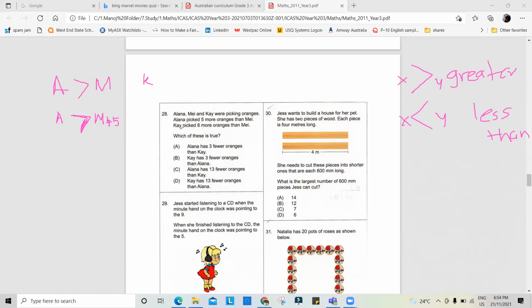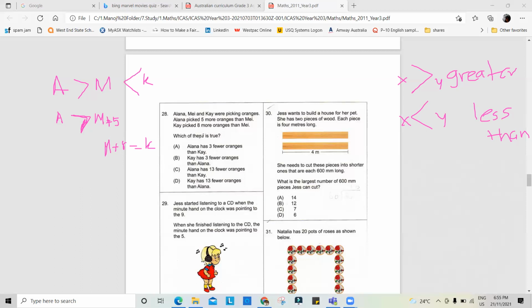K packed 8 more oranges than May. Then K is more. Which one is bigger then, K or May? K. Exactly. K is bigger. Then we put the mouth this way. K is bigger than May. How many? 8 oranges. That means you can write May plus 8 equals K, right?